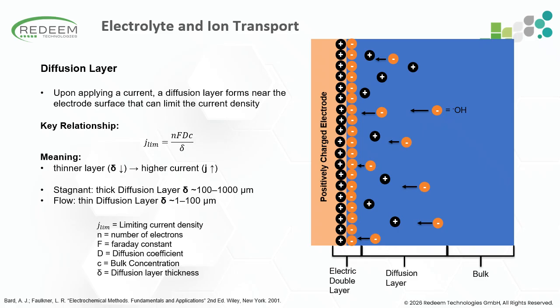And in stagnant electrolytes, the diffusion layer is typically between 100 and 1000 micrometers thick. So this is very thick. Under flow conditions, it can be reduced to only a few micrometers, up to around 100 maybe. And this is one of the major reasons why flow reactors generally outperform any batch reactor at high current densities. So convection continuously replenishes the reactant at the electrode surface.